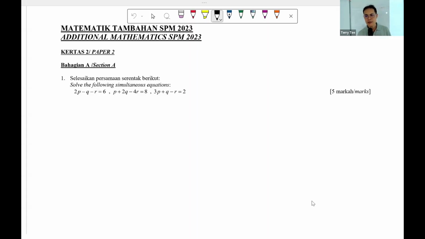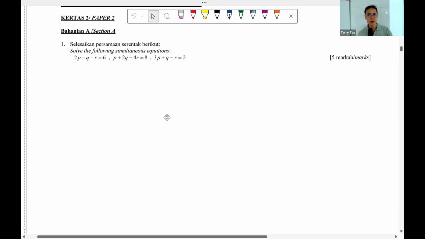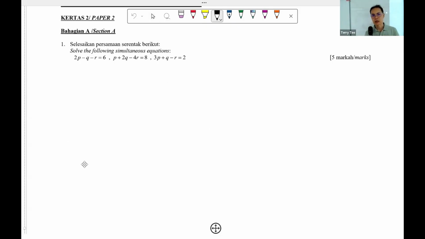Okay, so we're going to get started with question number 1. This is from System of Equations, Form 4, Chapter 3. Here we are given 3 equations and you would solve them simultaneously. It's up to you how you want to solve it. Some of you may want to use substitution, others may prefer elimination.